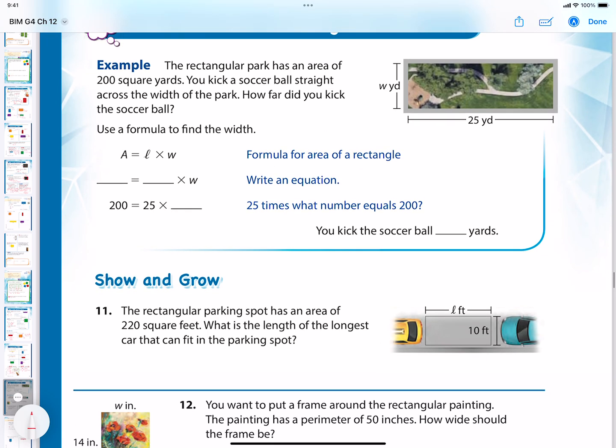Example. The rectangular park has an area of 200 square yards. Now you kick a soccer ball straight across the width of the park. How far did you kick the soccer ball? Now use the formula to find the width. 25 times width has to be 200. Alright. I want you to think about 25. When you see this 25, what comes to your mind? Tell me.